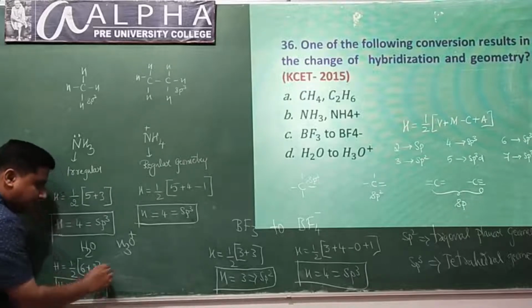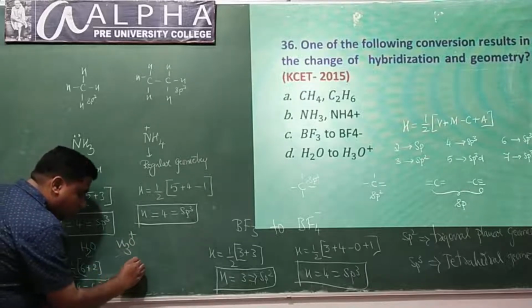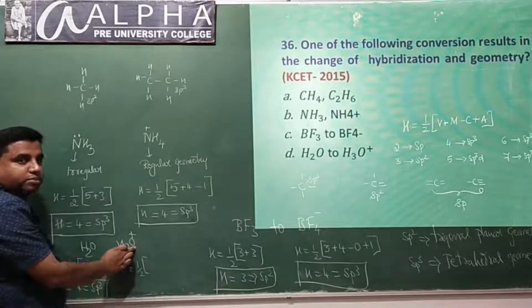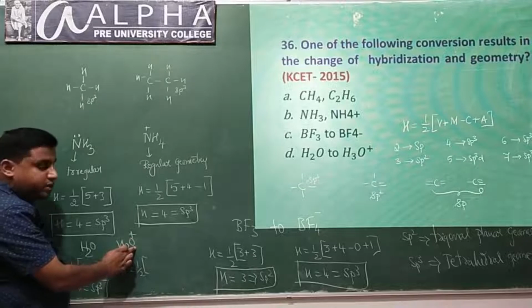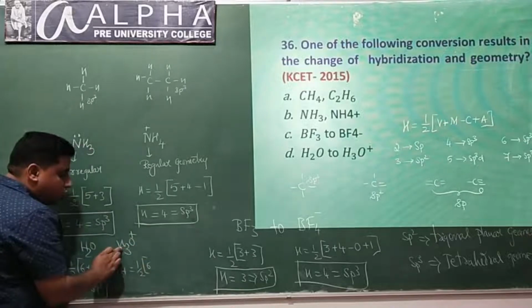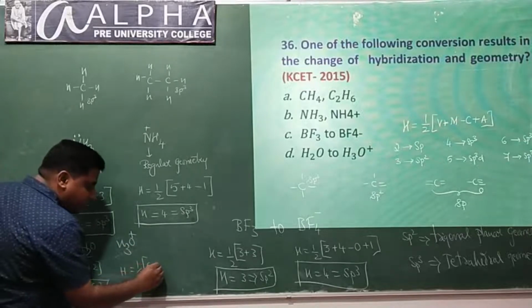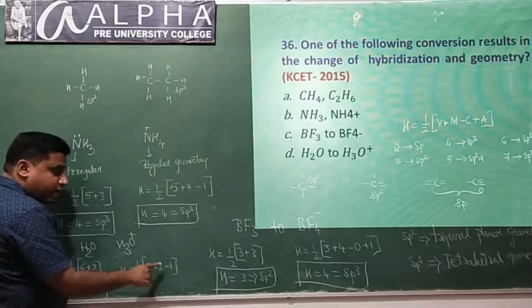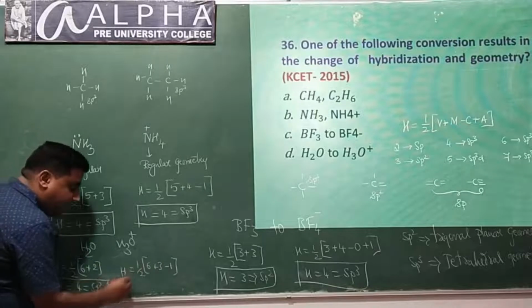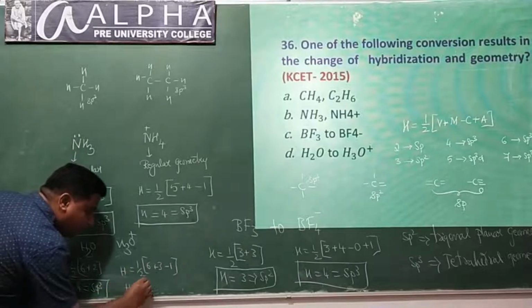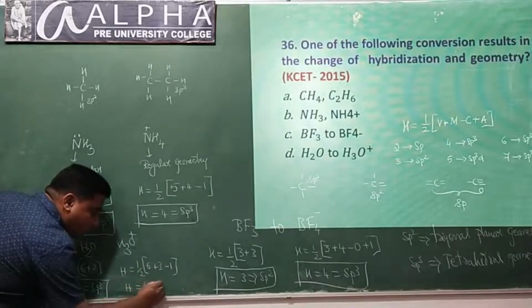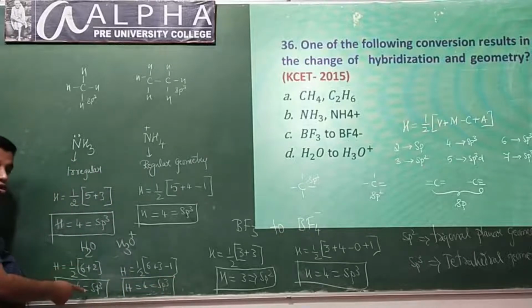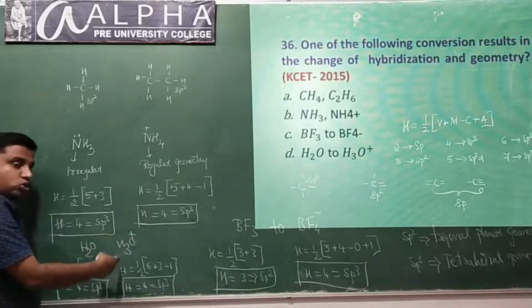sp3 hybridization. How about here? H is equal to half of, the central atom is oxygen. Oxygen means 16th group, which means 6 valence electrons. Total monovalent atoms 3, total positive charge 1. 6 plus 3 is 9, 9 minus 1 is 8. Half of 8 is 4. Again, you are getting the value to be equal to 4. 4 means sp3 hybridization. So H2O is sp3, H3O plus is also sp3.